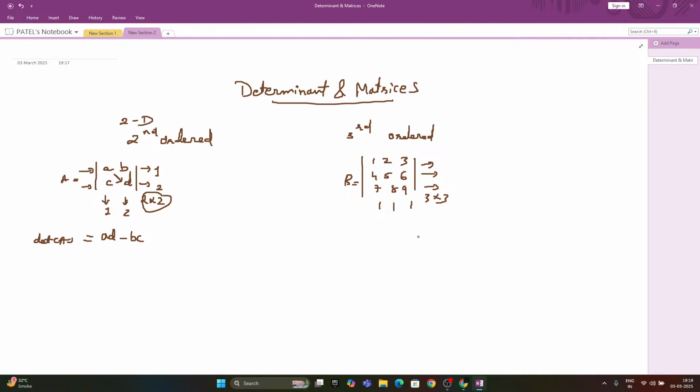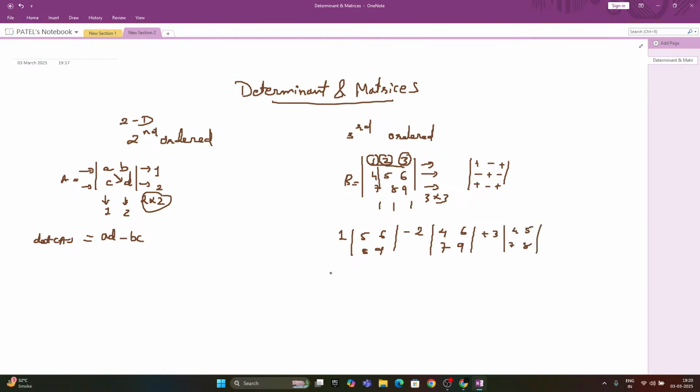So for third order, we have to solve by reducing it to second order. So for that second order, we have to take term wise solution. So that one we are fixing here and removing first row and first column. So remaining terms are 5, 6, 8, 9. For that second, we have 2 with the minus sign because we know that the signs are plus, minus, plus, minus, plus, minus, and plus, minus, plus. So 2, removing first row, second column, 4, 6, 7, 9, and then plus 3, which is 4, 5, 7, 8.